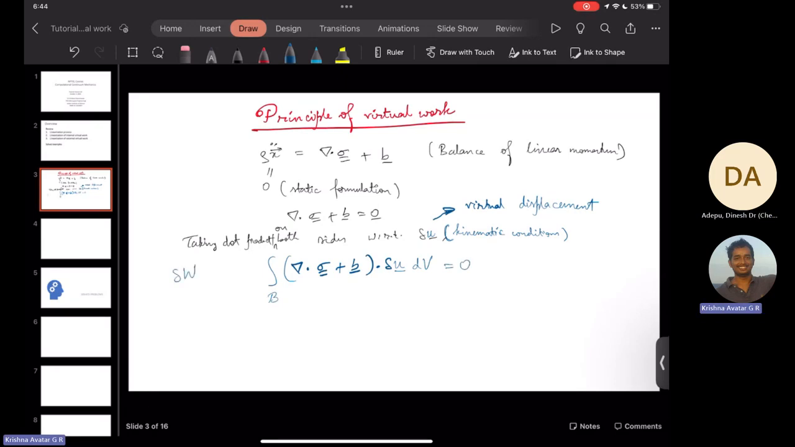This is what we call delta W, which is our virtual work. Now you see it's dimensionally consistent as well, because it actually means work, because of taking virtual displacement. So this is what we call the virtual work principle, for the given domain.